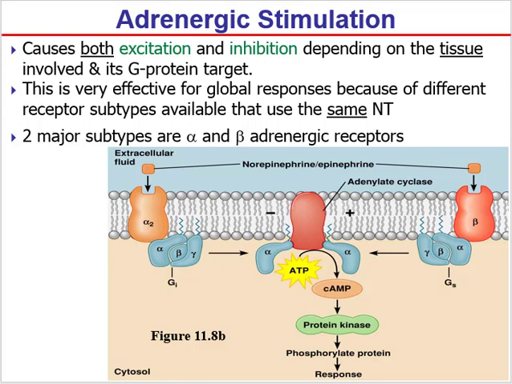Let's now shift gears a little bit and take a look at the adrenergic effects. Epinephrine and norepinephrine can bind to two different subtypes of receptor and cause different effects in the target tissues. On the left is the alpha subtype, which operates under G protein mechanisms through an integral membrane protein acting as an enzyme. Here it's called adenylate cyclase.